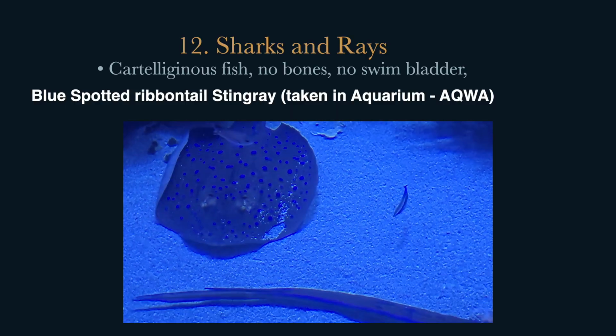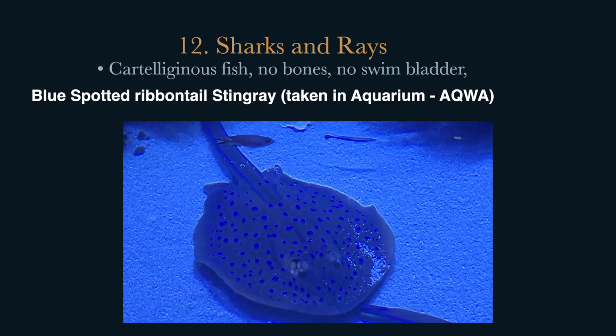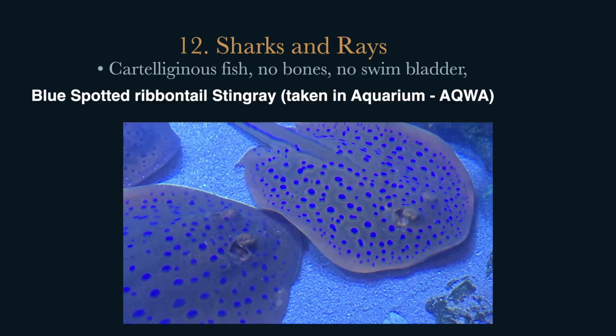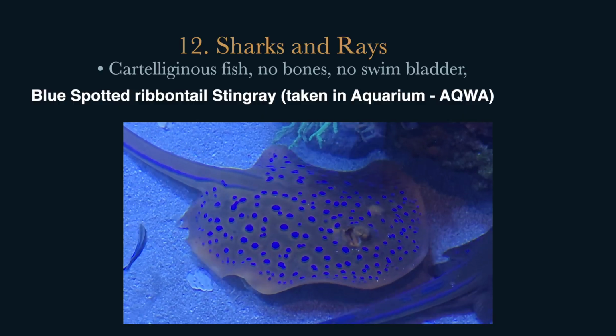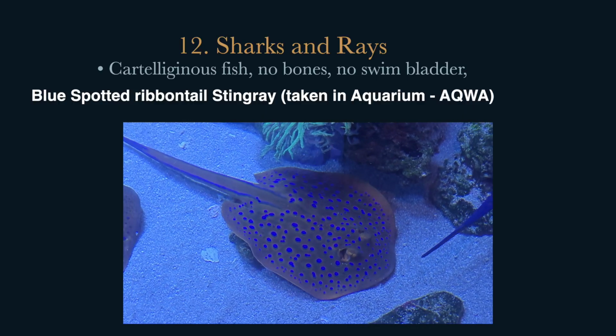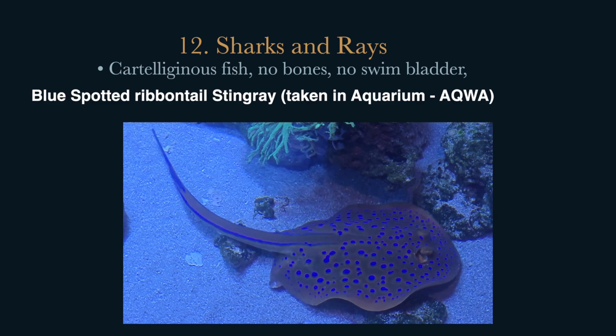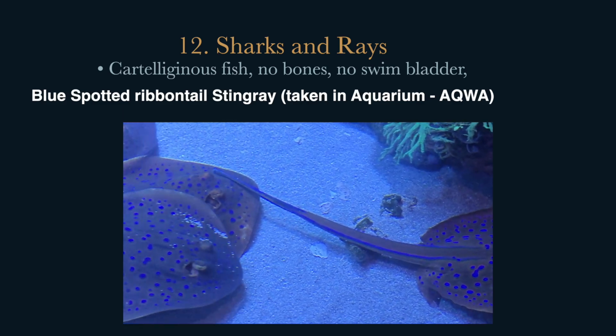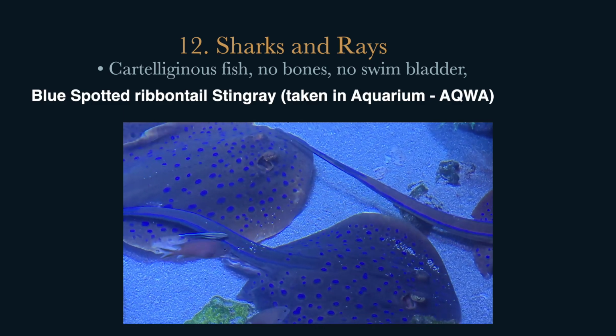There is also a more diamond-shaped blue-spotted stingray that is found in the tropics but sometimes might visit south of Shark Bay. Remember, diamond-shaped is blue-spotted stingray and the round ones are the blue-spotted ribbon-tailed stingrays, again in the tropics.